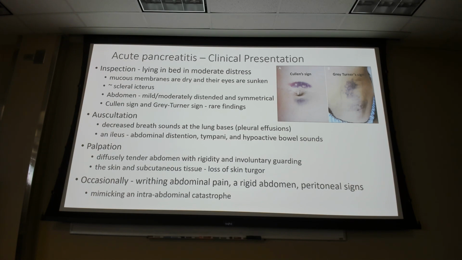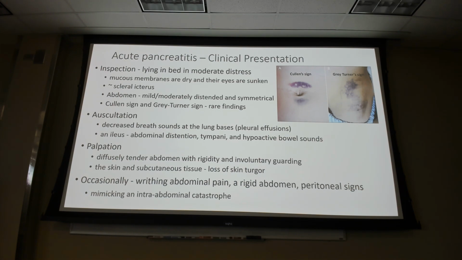But the important thing on your exam is evaluating their fluid status. So obviously blood pressure is one of the indicators we can use. Are they tachycardic? Basically, are they stable or unstable? And then you need to evaluate their mucous membranes. Are they dry? Are their eyes sunken? They may have some scleral icterus.